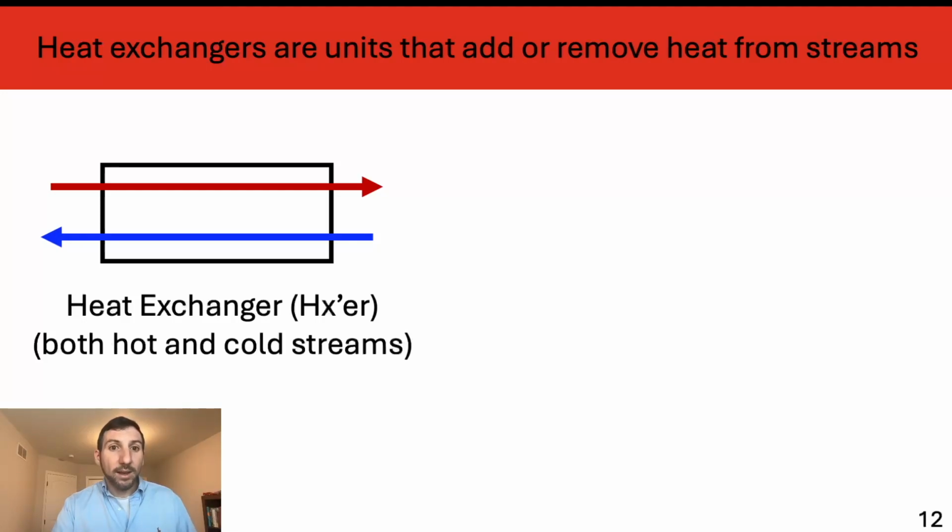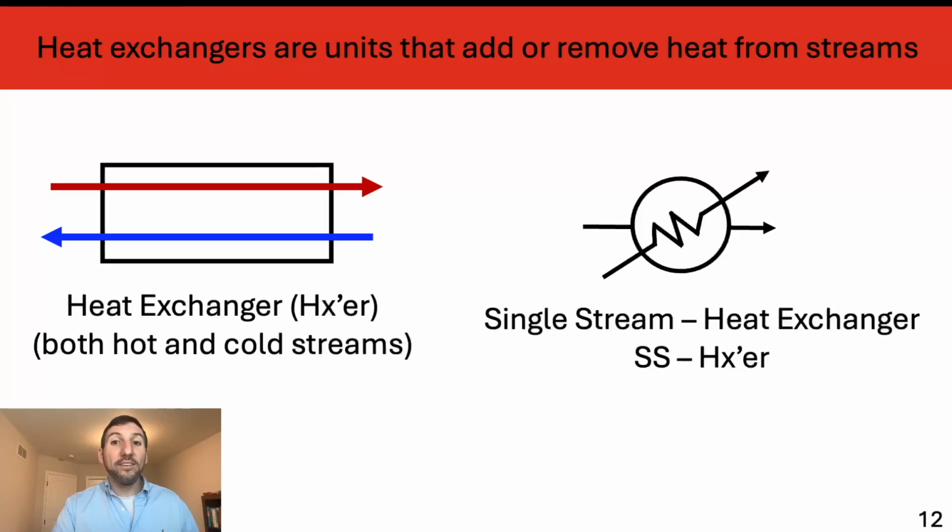Now, sometimes if you are designing a unit operation, let's say a heat exchanger, you may know one of your streams coming in, you may know the temperature it is and what temperature you want for it coming out, but you don't know how much of the other fluid you need in order to either add heat or remove heat. And in those situations, what's going to happen is you're going to have a single stream heat exchanger.